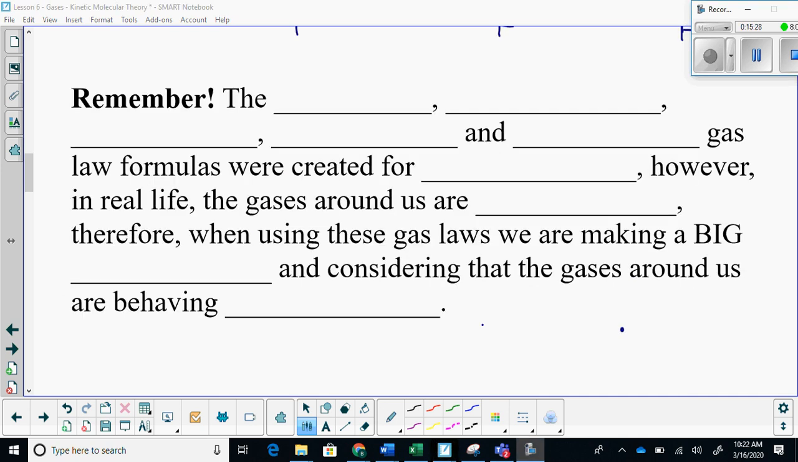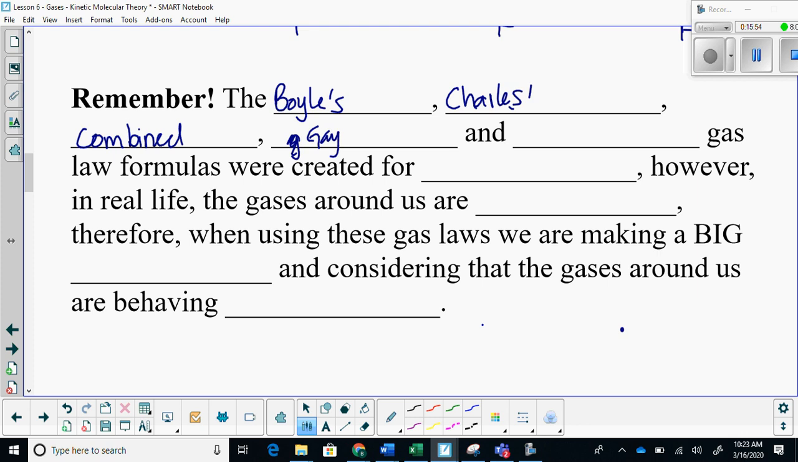So remember that Boyle's, Charles's, Combined, Avogadro's, and the ideal gas laws.